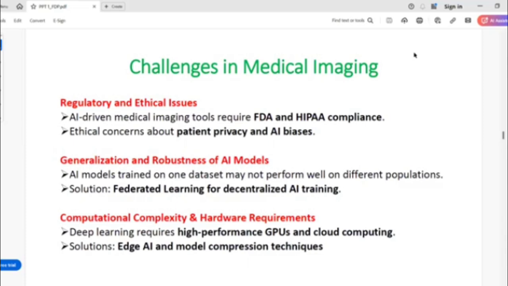And one of the fundamental problems is that we have one model and one data set. This data set might not perform well on this particular model, but when you use another data set, it outperforms. For this reason only, the federated learning concept came into existence.